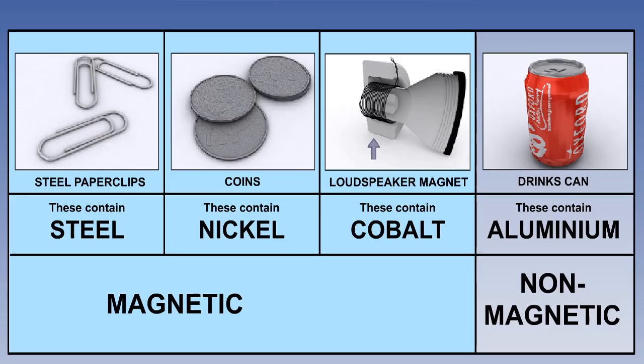Magnetic materials are ferrous metals such as iron and steel. Steel being iron alloyed with substances such as carbon, nickel, cobalt, chromium and tungsten. Non-ferrous metals such as aluminium, brass and copper cannot be magnetized.